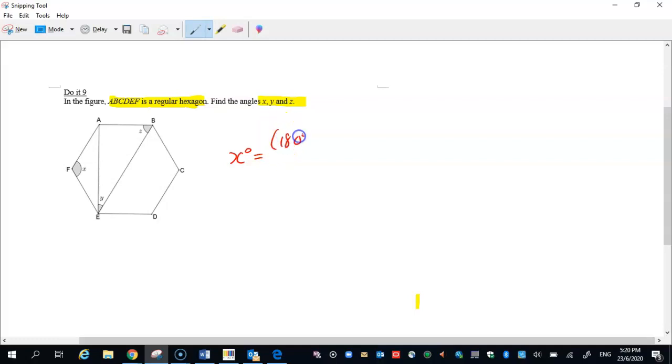180 degrees multiplied by 6 minus 2, over, and we divide by the number of sides, which is 6 over here. So what the total is, that will be 120 degrees.